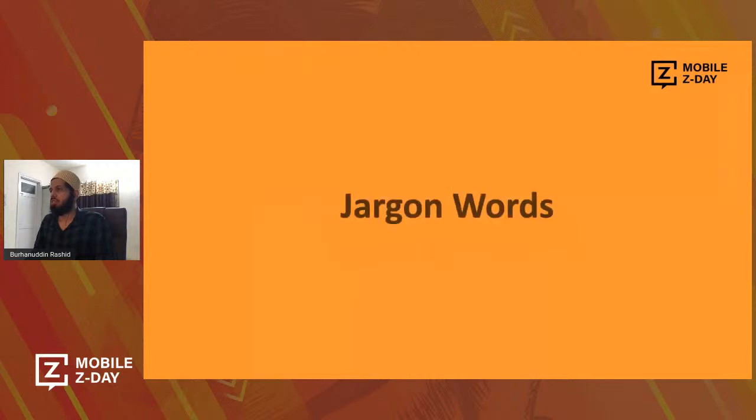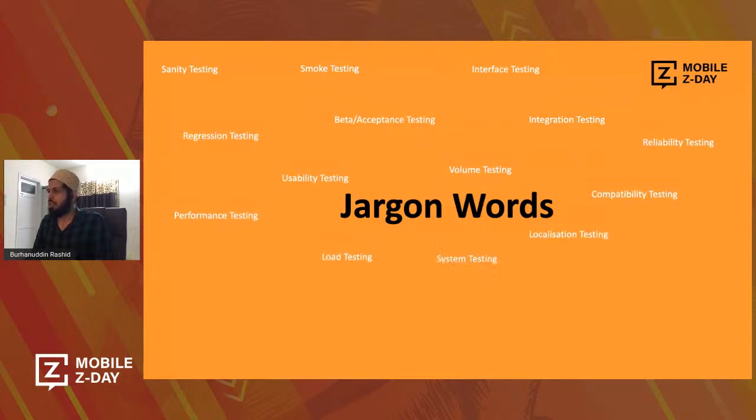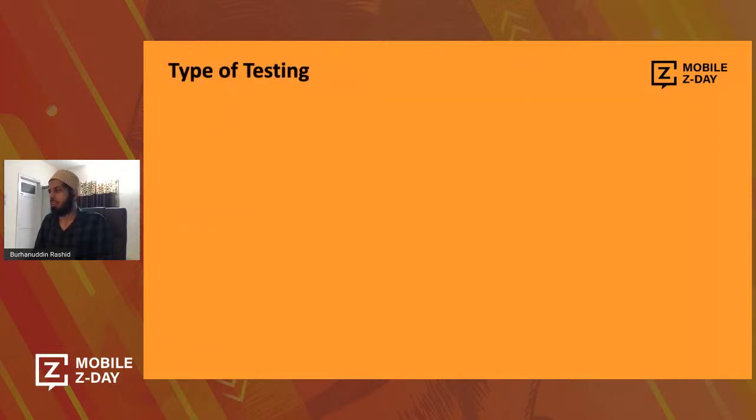Initially when you start, there will be a lot of jargon words like smoke testing, sanity testing, interface testing, integration, beta. There are so many kinds of testing out there. We are not going to talk about all those things. We are basically going to talk about three types of testing which are there in Flutter. One is unit testing, another is widget testing, and there is integration testing.